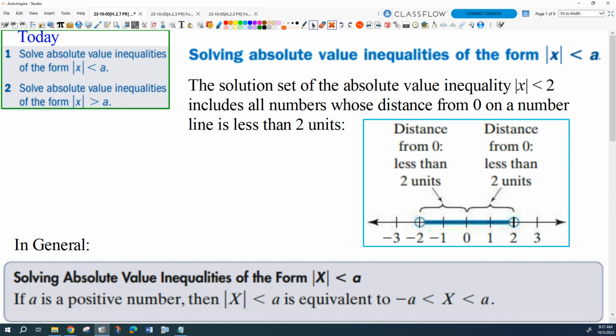Okay. So fundamentally, when we have an absolute value involving a variable that's less than a number, we should always expect to see this kind of result when we graph it. It's going to look like a single interval that's got endpoints to the left and the right. So it's bounded on both ends, okay?